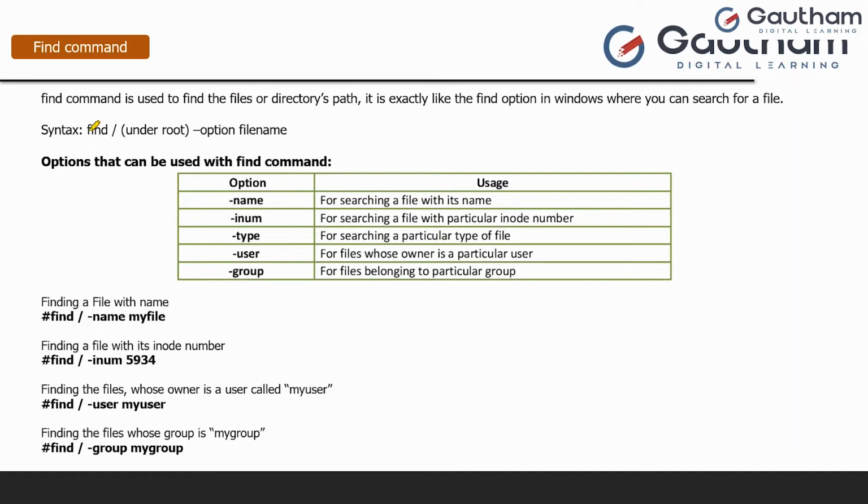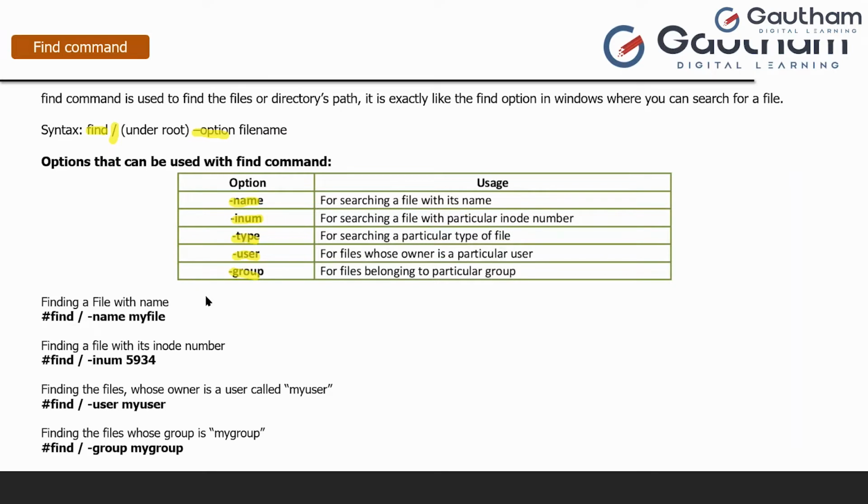The syntax goes like this. You say find, where to find. If you give a forward slash only, then it is going to search your data in the entire operating system. And you can search for the file with various options, like the name of the file as an argument, the inode number as an argument, the type as an argument, the user or owner of the file as an argument, or the group owner as an argument.